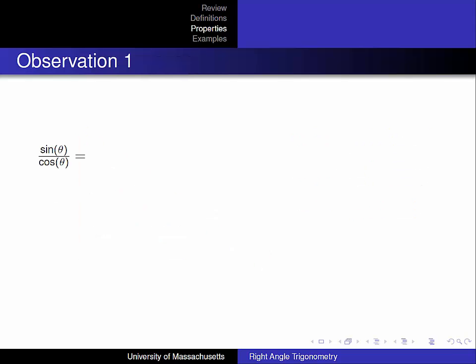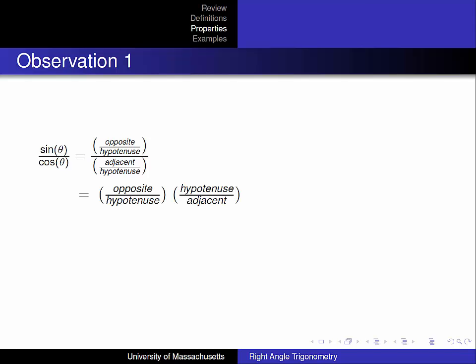Now, just some quick observations. If we look at sine divided by cosine, well, sine is opposite over hypotenuse, and cosine is adjacent over hypotenuse. Now, just remember that dividing by a fraction is the same as multiplying by the reciprocal. So this is the same as opposite over hypotenuse times hypotenuse over adjacent. And now the two hypotenuses will cancel, and we're left with opposite over adjacent, which is just tangent. So therefore, we know that tangent is the same as sine over cosine.